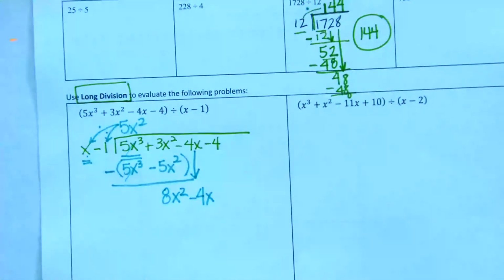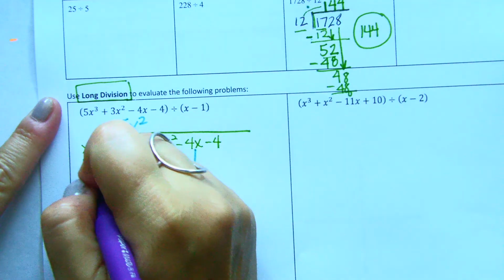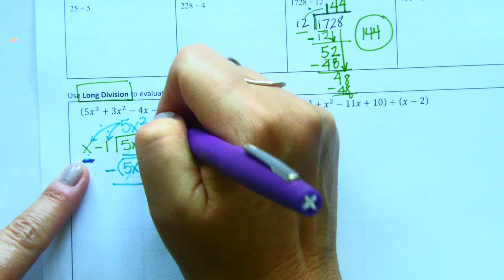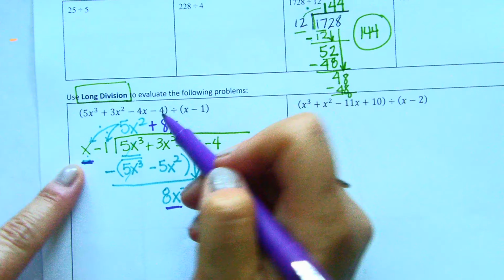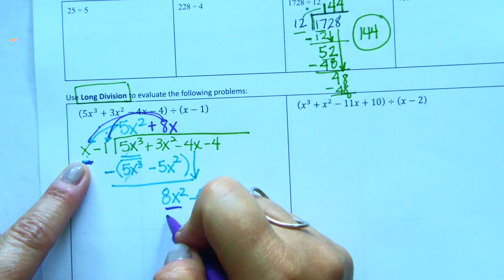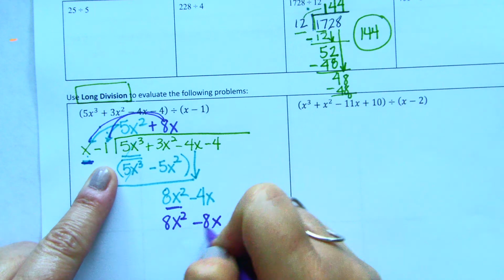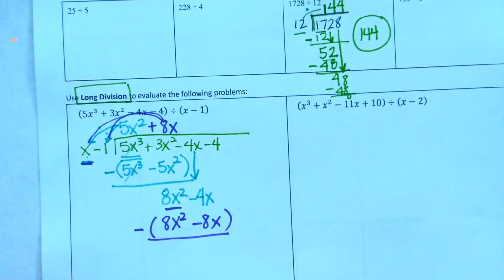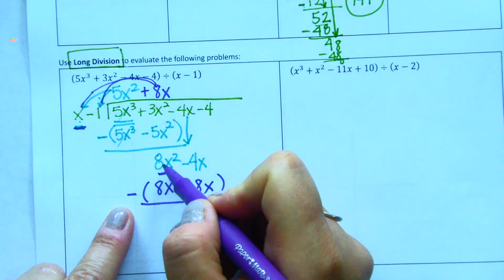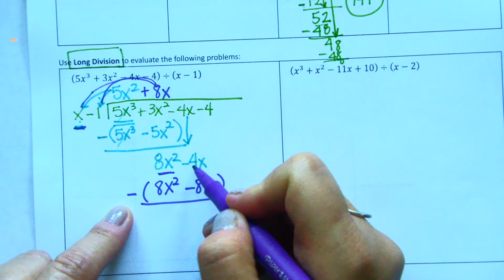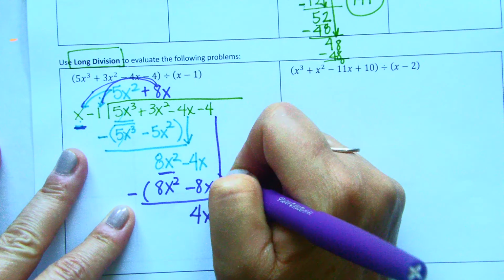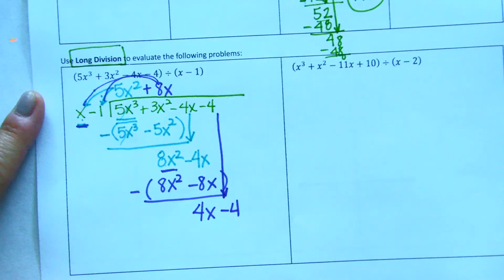Okay? I'm going to use a different color for this one. So now I'm going to see, what do you multiply x by to get 8x squared? Well, I'm going to multiply by 8 and an x. Same thing, I'm going to multiply again to go down here. So 8x times x is 8x squared minus the 8x. And then remember, you're going to subtract. When you do that, please put parentheses so that you don't forget to distribute this negative. 8x squared minus 8x squared is nothing. -4x plus 8x is a positive 4x. And then once again, bring down the next term.